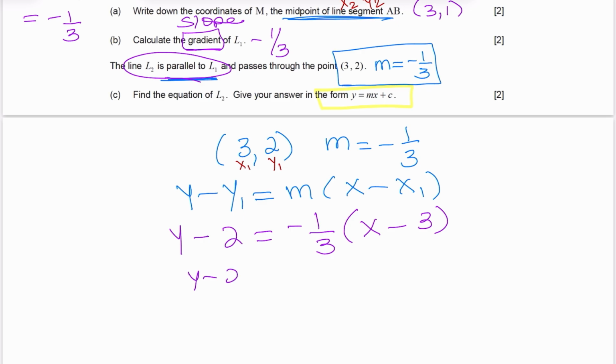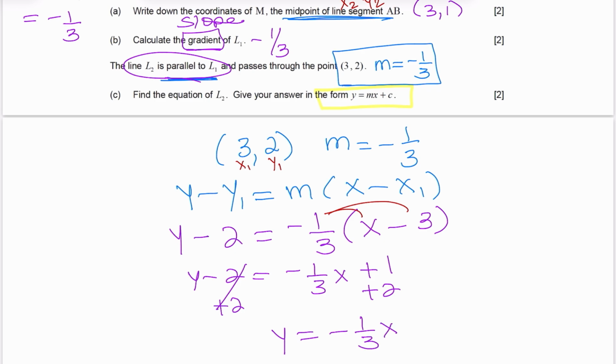y minus 2 equals negative 1/3 x. Negative 1/3 times a negative 3. You can either multiply that in your calculator or if you know, negative 1/3 times negative 3 is just a positive 1. Add 2 to both sides. So the correct answer is y equals negative 1/3 x plus 3. And that is going to be my final answer.